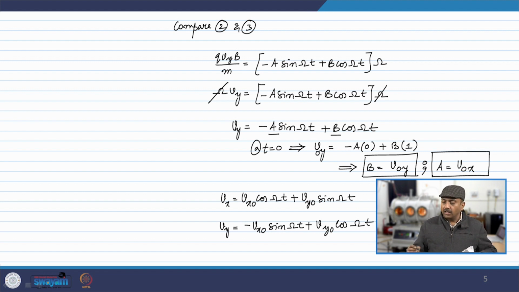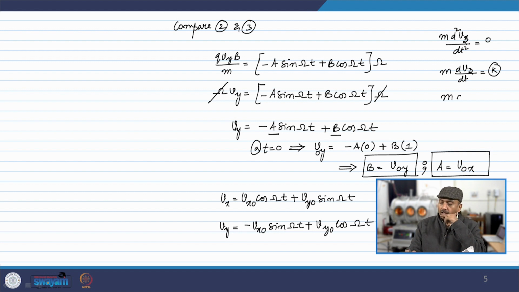Now, what about Vz? So, what do we have? We have m d square Vz by dt square is equal to 0, because there is no acceleration along the z axis. Now, if we integrate this equation once, what we will get is m dvz by dt is obviously a constant. Let us call that constant as the initial velocity along the z axis.